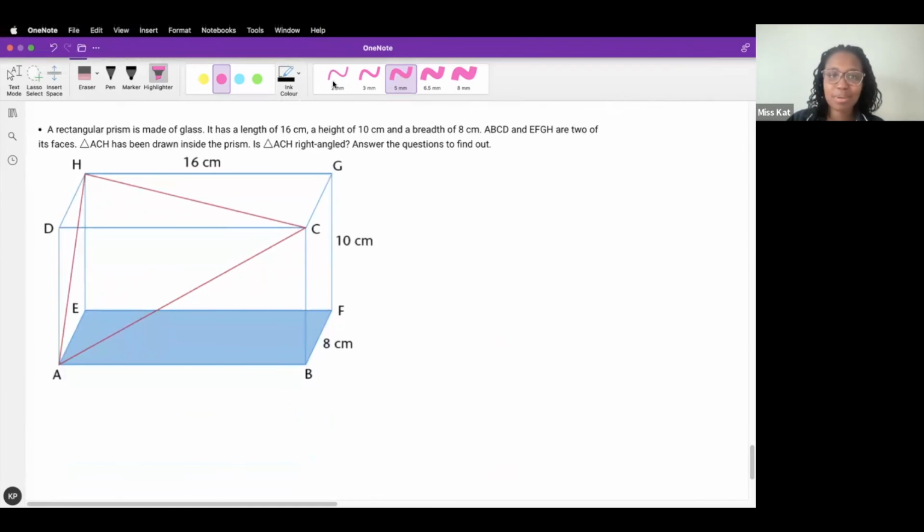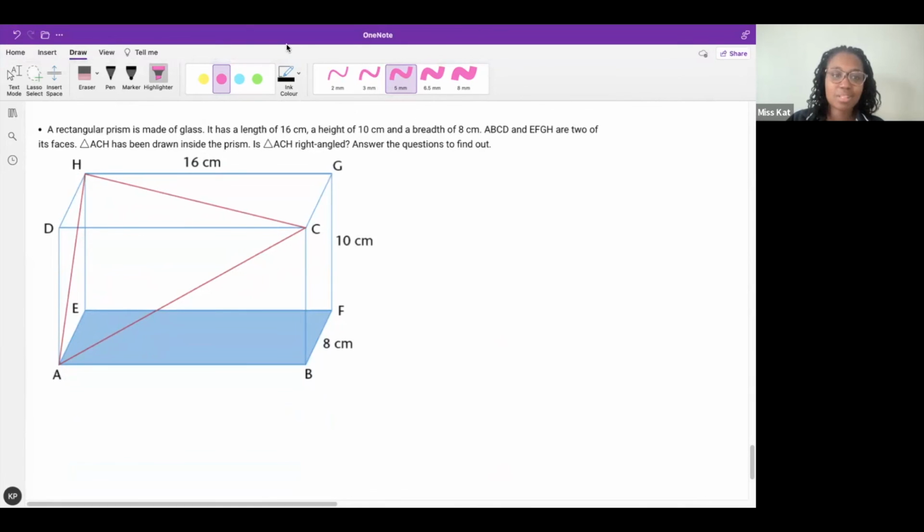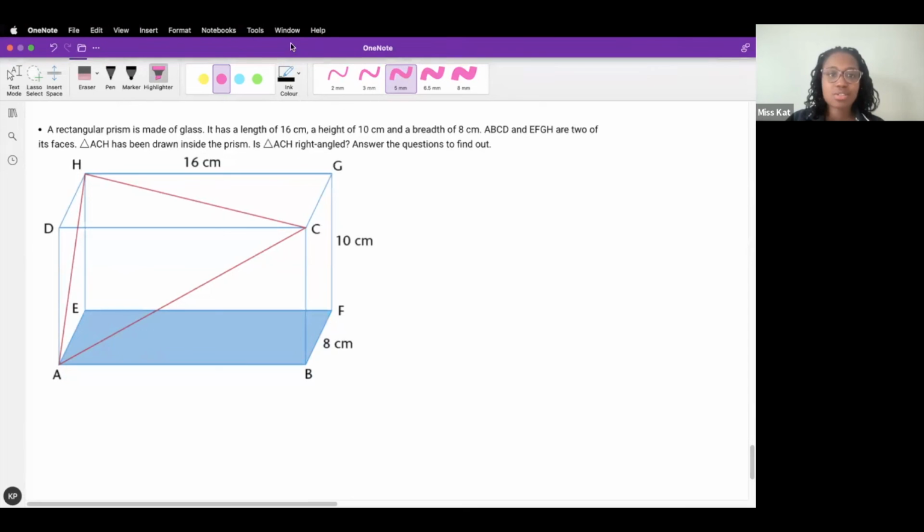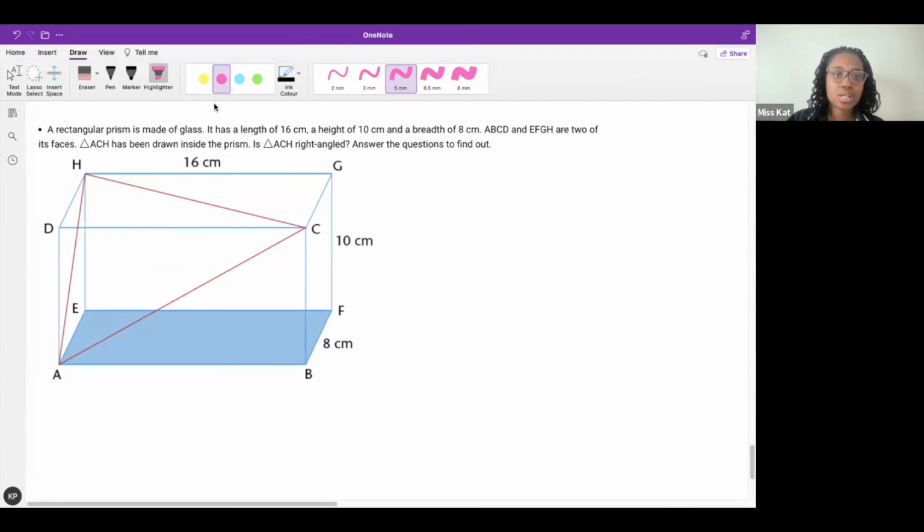All right, let's talk about this guy over here. I am going to challenge you to do this one for homework because I want to see what you come up with. Problem solving, guys. We need to do problem solving at some point in life. So we have a rectangular prism. That tells you what the shapes on the sides are, right? It has a length of 16, a breadth of 8, and a height of 10 centimeters.